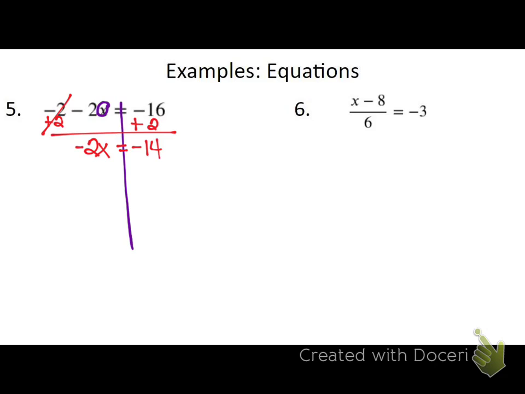And how do I get the x by itself? Divide it by negative 2. I don't need to worry about flipping signs here because it's just a straight up equal sign. What's negative 14 divided by negative 2? Box it. Nice job.